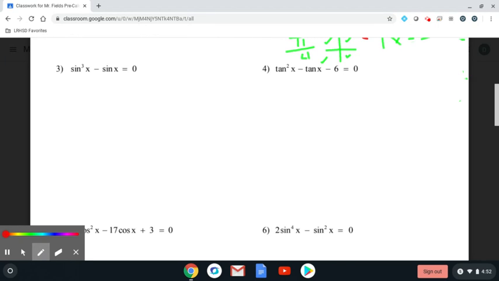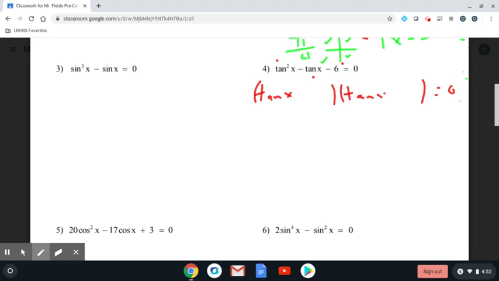So same thing here. Now, since you see a tangent squared, then a tangent to the first, then a number by itself, when you go to factor this is going to factor into 2 sets of parentheses, which are both going to be equal to 0. So we're going to start both parentheses off with just a tangent x, because there's no number in front of that tangent squared. And then our factors of 6 to give us this -1 that's in the middle are going to be 3 and 2.